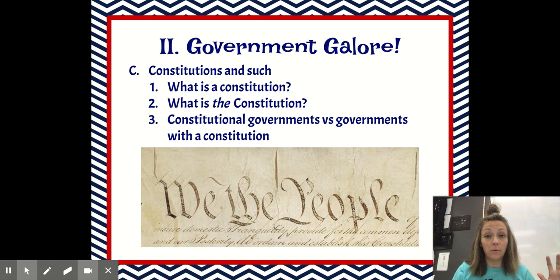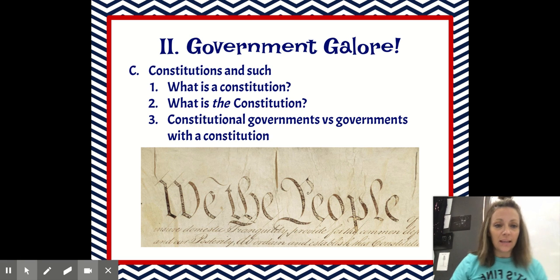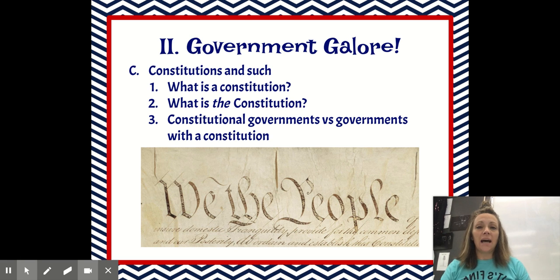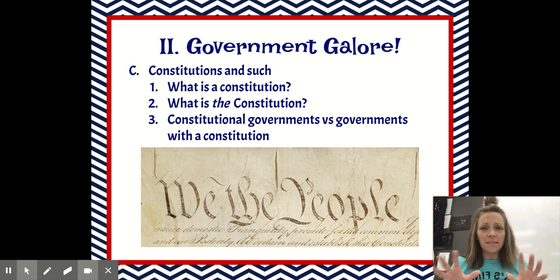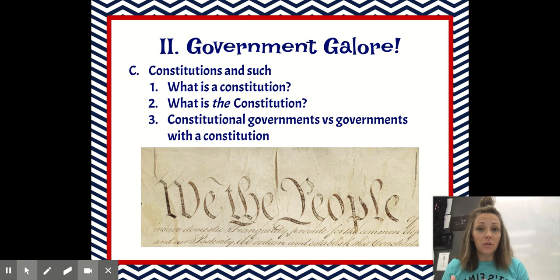We'll have a whole unit about it, of course, that you'll get to deep dive into. So, what is the difference between a constitutional government and a government with a constitution? Okay, so remember I said this is where it's going to get really wordy. A constitutional government is one in which a leader or the people in charge of government are restricted by the Constitution. So, this Constitution somehow limits their power.